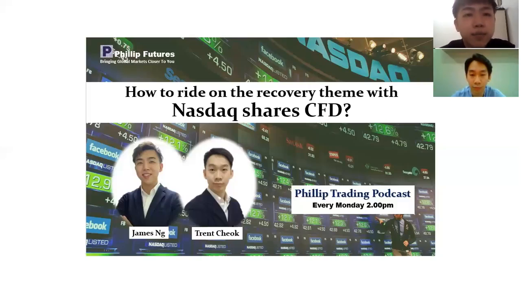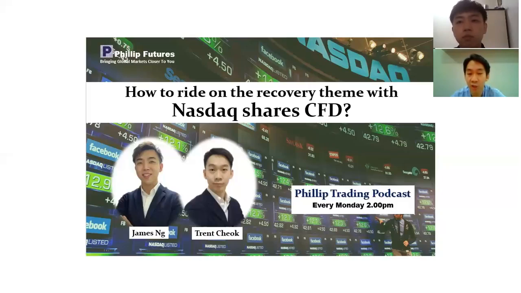Yeah. One of the benefits of this Nasdaq shares CFD, or CFDs in general, is the ability to do short selling. This allows investors to enter into a short position to hedge their portfolio. This is especially useful in a bear market. The capital gain from this short position can be used to offset the long position in your cash market portfolio. So mainly it's a hedging tool.